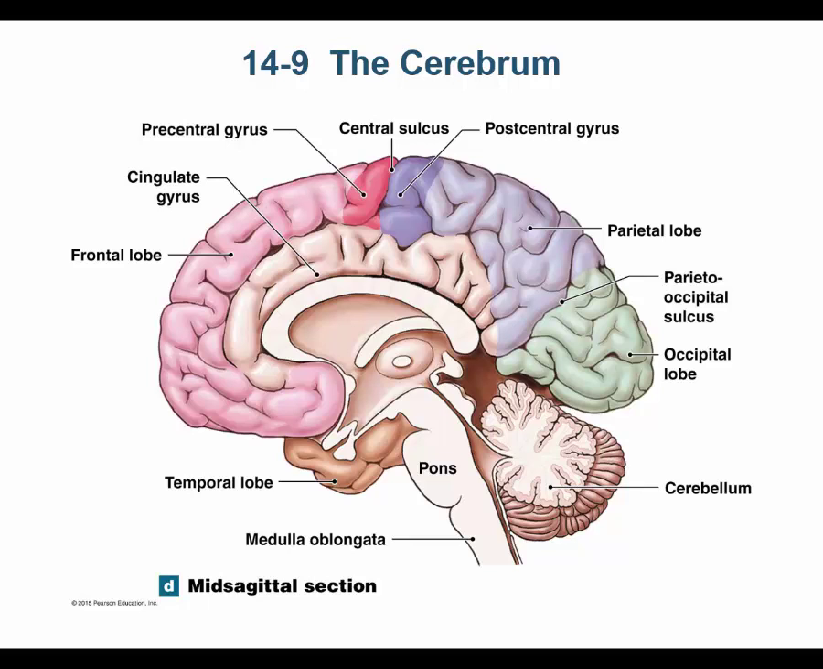This is a mid-sagittal cut of the brain, and you can see a few things in here. The cingulate gyrus is part of the limbic system. That's the cingulate gyrus right here. We've already talked about the corpus callosum being commissural fibers before. You can see the different lobes from the mid-sagittal cut.